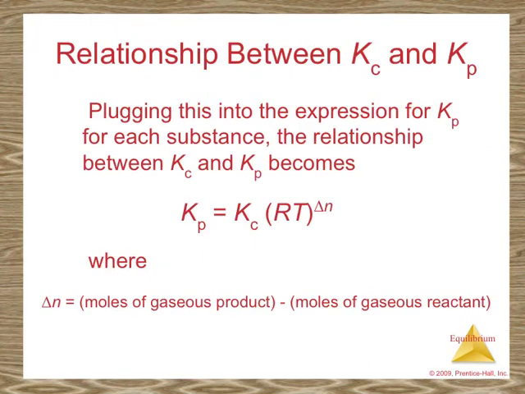We can also convert between the K for concentration or molarity of solutions and the equilibrium constant for gases for pressure by using this equation, where delta N is the moles of gas on the product side minus the moles of gas on the reactant side.